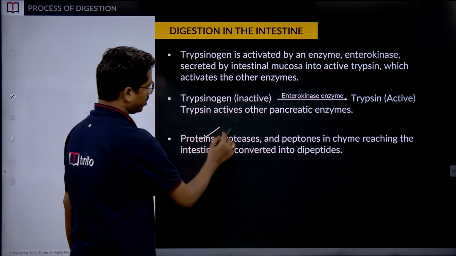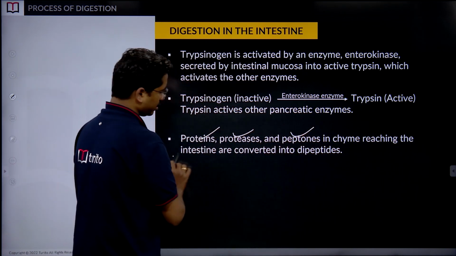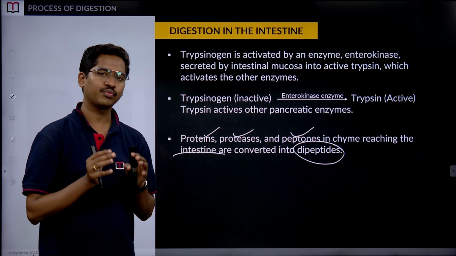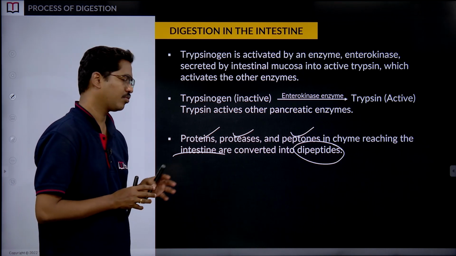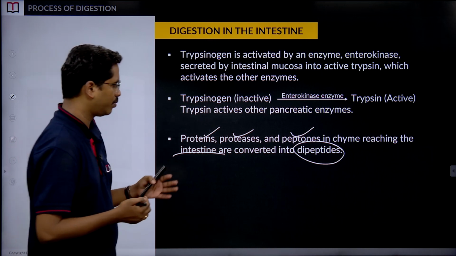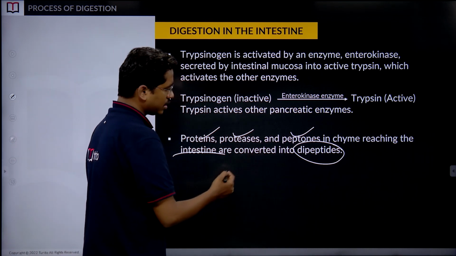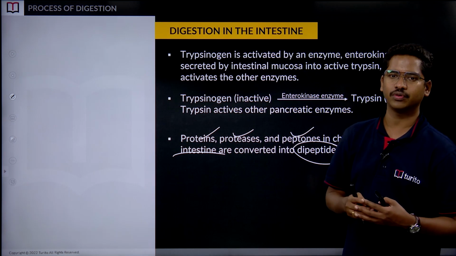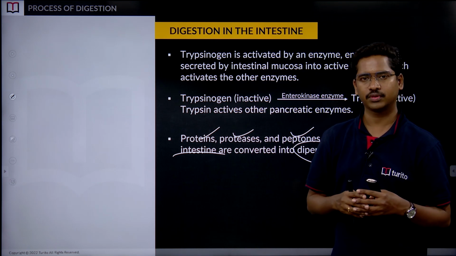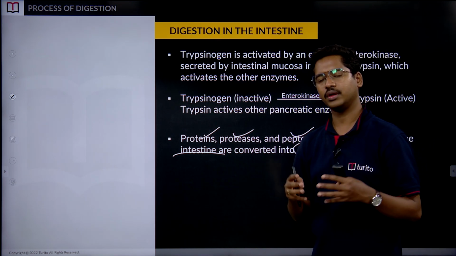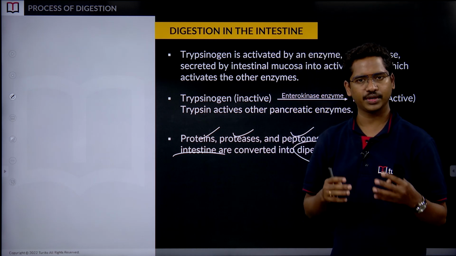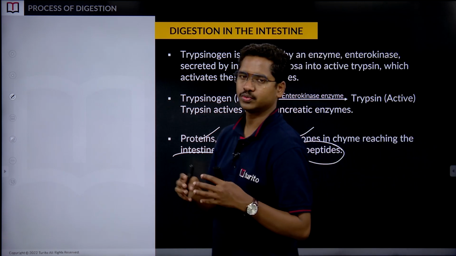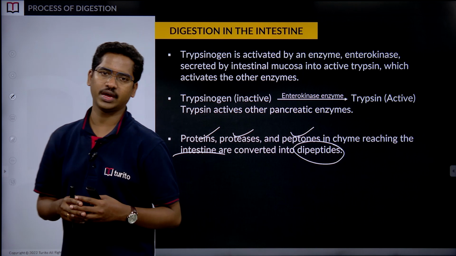So, hope you understood this. Proteins, proteases, peptones in chyme reaching the intestine are converted into dipeptides, right. That is what exactly happens in the small intestine. So, proteins are digested, emulsification of fats was done, and ultimately that happened in the basic medium, and that is when the complete digestion was done. When the digestion was completed, you have already seen the structure of the finger-like projections in the small intestine, that is microvilli, and that is where absorption of the nutrients, or of the digested food, happens.